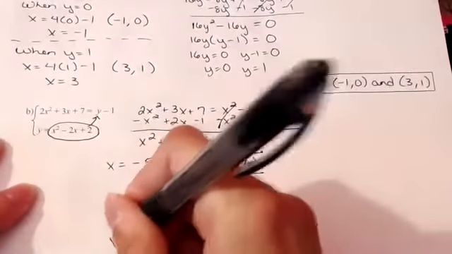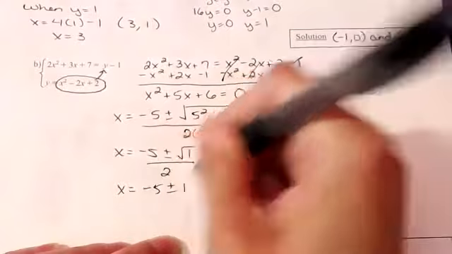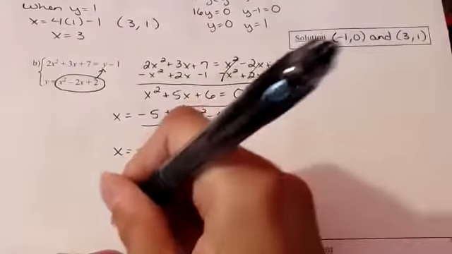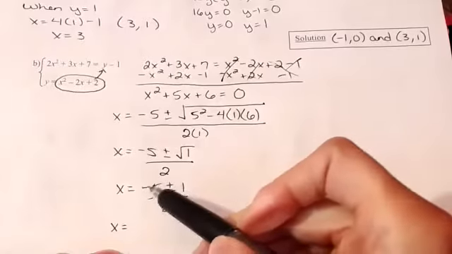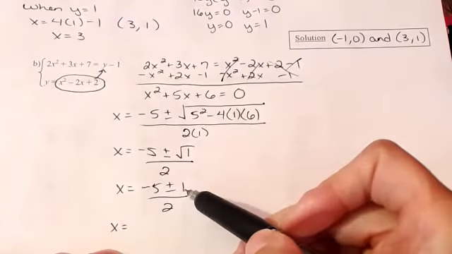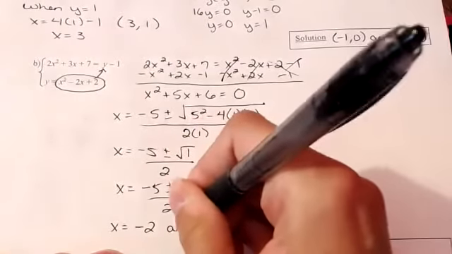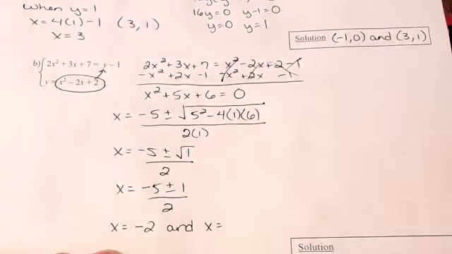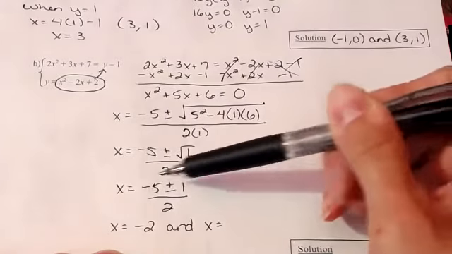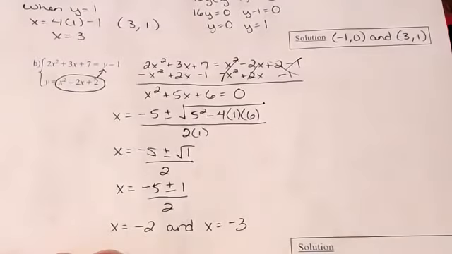Perfect. This leaves me with x is equal to negative 5 plus or minus 1 all over 2. Let's separate these. So we have x is equal to negative 5 plus 1 over 2. Negative 5 plus 1 is negative 4. So negative 4 divided by 2 is negative 2. And let's find the second one. Negative 5 minus 1, well, that's going to give me negative 6. Negative 6 divided by 2 is negative 3. And there we have it.